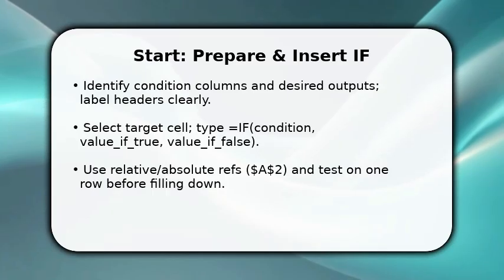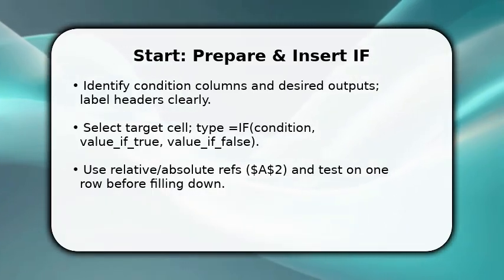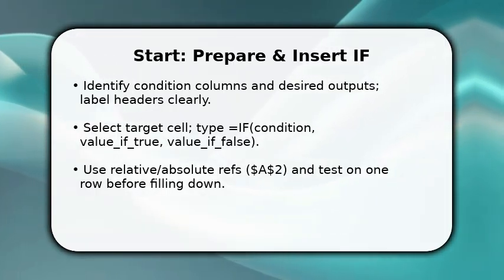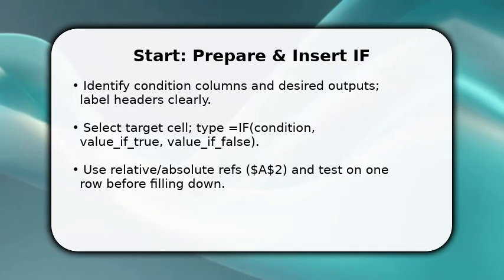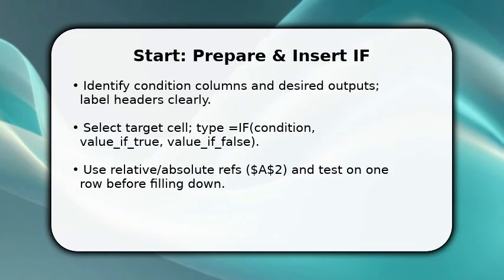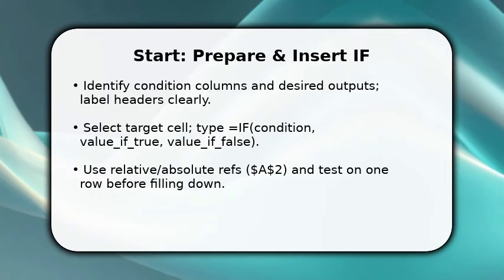You begin by identifying the column with the condition and the output column you want. Once identified, click the target cell and type =IF(condition, value if true, value if false), using cell references. Make sure to choose relative or absolute references like $1 so formulas behave when copied.